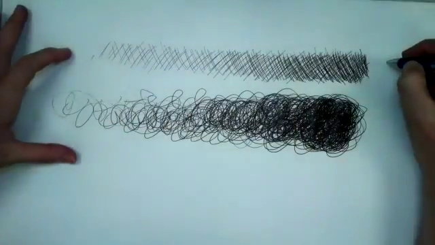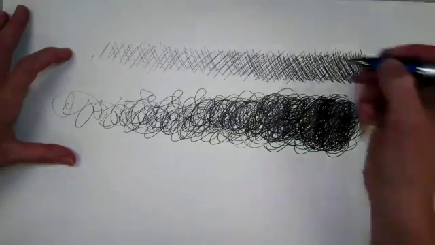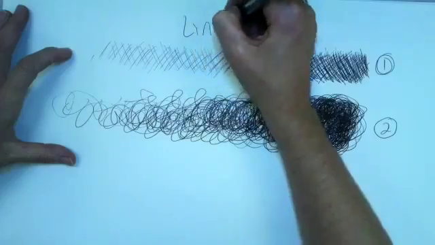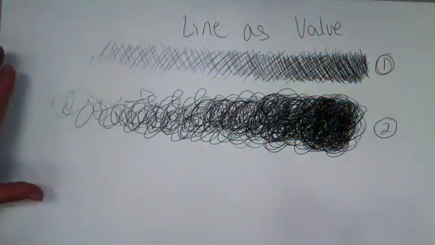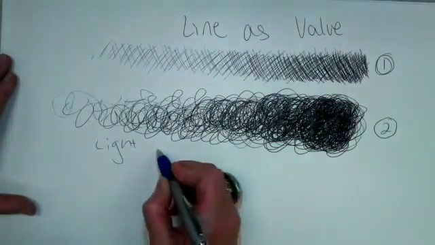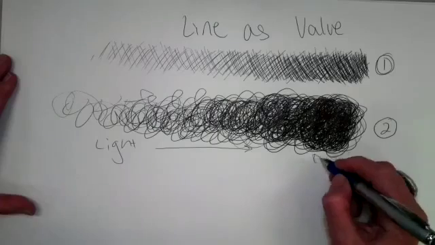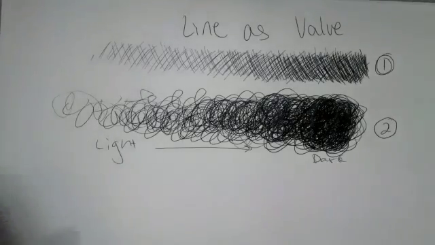I want 2 examples of line as value where you're going from light to dark. Okay, so this is the first step.